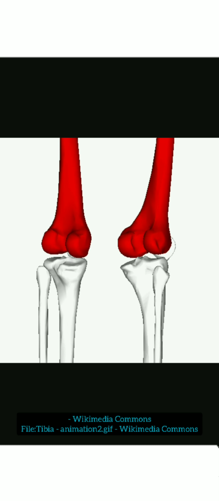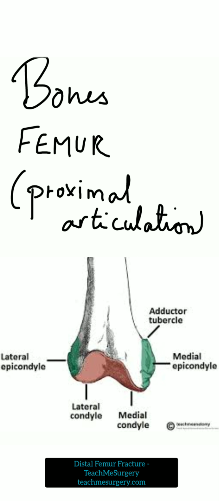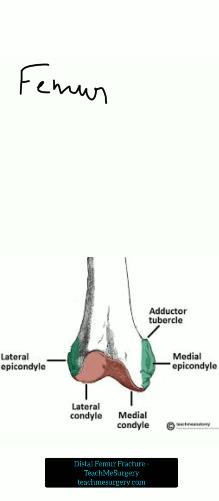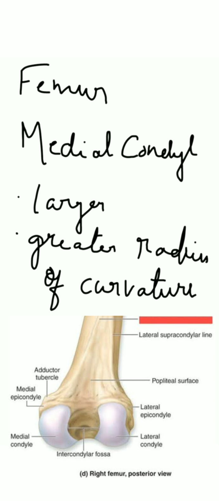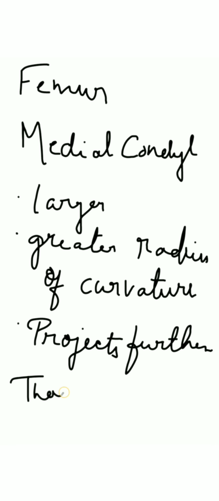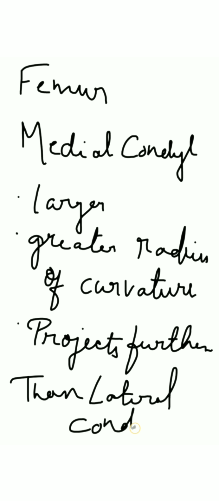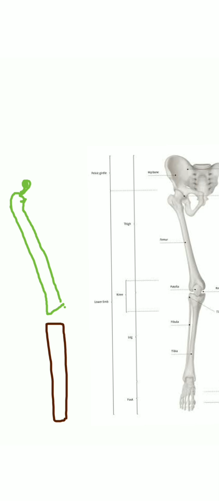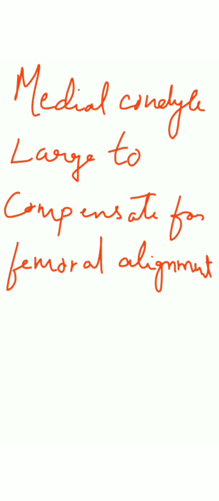The distal end of the femur forms the proximal articulation of the tibiofemoral joint. Observe that the medial condyle is larger, has greater radius of curvature and projects farther than the lateral condyle of the femur. We'll be looking into the reason behind this. The femur in green, the tibia in brown, the femur is angled and this is the right leg. The only way we can fixate the femur on the tibia is by making the medial condyle larger than the lateral one. The medial condyle is larger to compensate for femoral alignment.